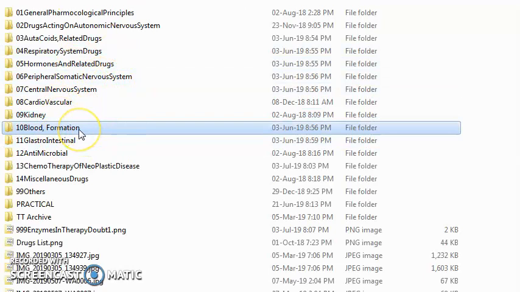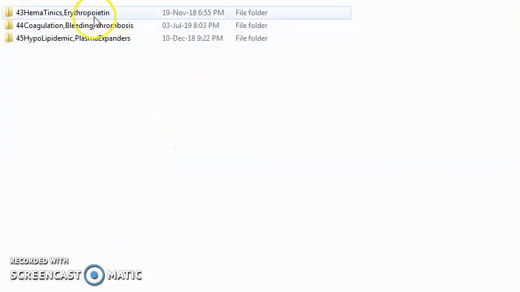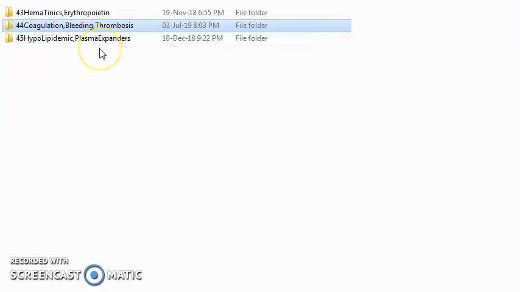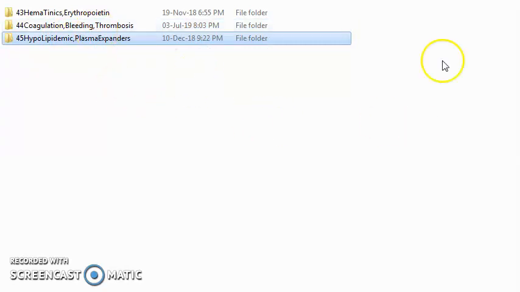Blood and blood formation drugs. You have hematinics, erythropoietin, coagulation and bleeding. Like how would you treat hemophilia, etc., right? Then what about hypolipidemic drugs and plasma expanders? Hypolipidemic drugs, plasma expanders, all these are also going to be dealt with in pharmacology.